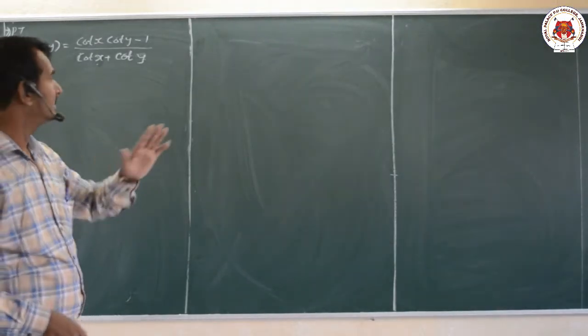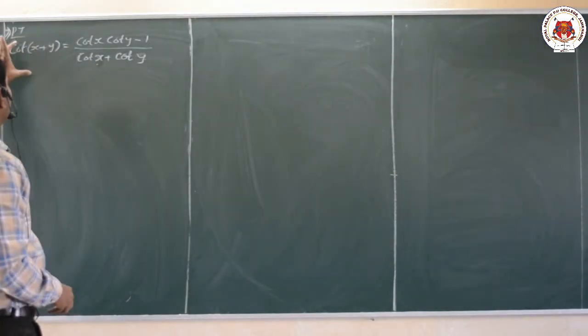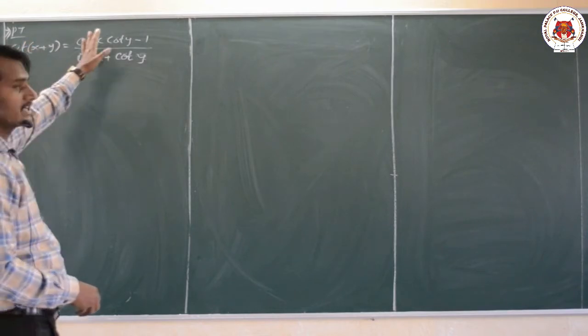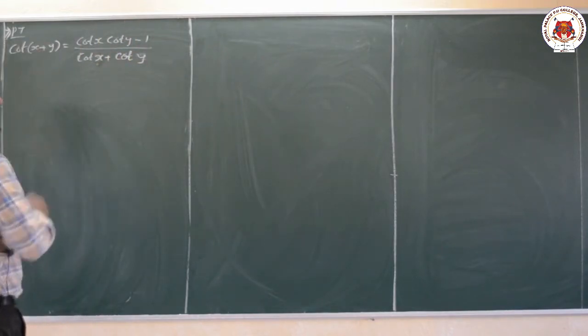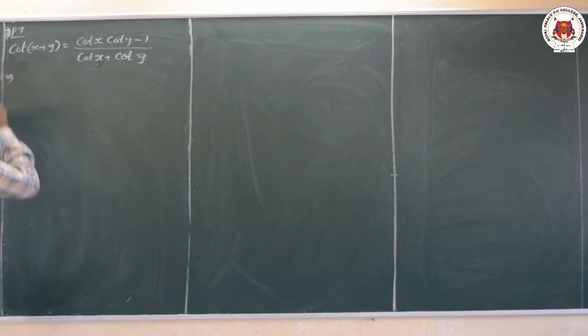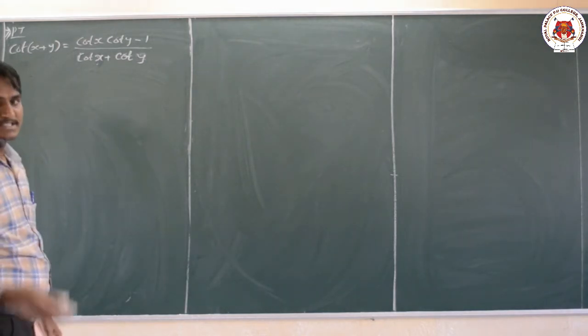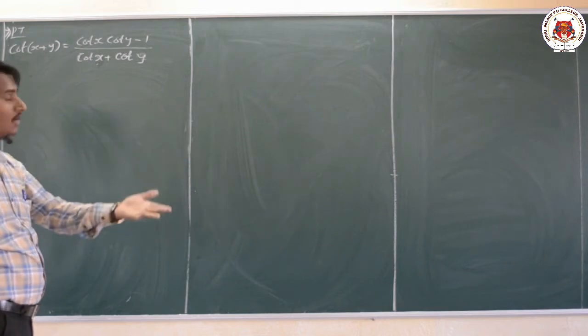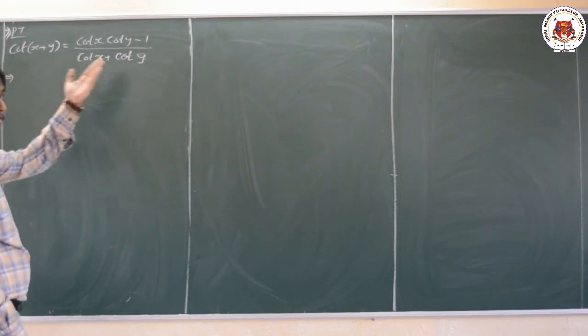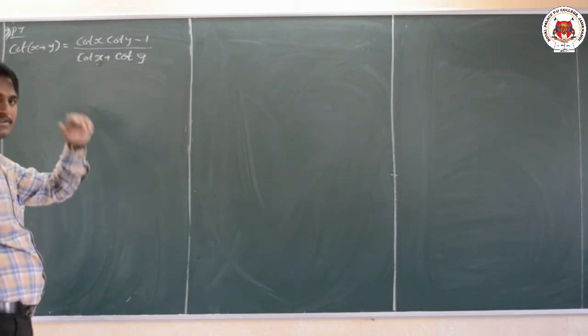Okay, dear students, now let us prove the next one, that is nothing but our cot of x plus y equal to cot x cot y minus 1 divided by cot x plus cot y. It is a very simple example. So now I can do it in 2 ways, either by tan of pi by 2 minus that value, or else, similarly, cot means cos by sin, in that manner also I can do it.